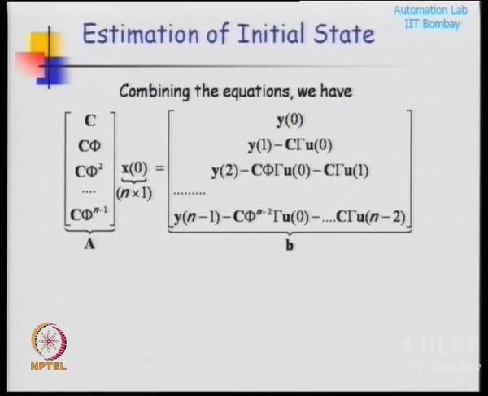So now what I'm going to do is combine all these equations into one big equation. What is not known to me is this vector x naught. This matrix is known to me. I have measurements y0, y1 up to yn minus 1. I know inputs u0, u1 up to un minus 1. So I can take all the known terms on the right hand side, and this is like Ax equal to b. This is a linear algebraic equation. What will decide when you can uniquely find x naught? Rank of A matrix, what should it be? Full rank. What will be the dimension of A matrix?